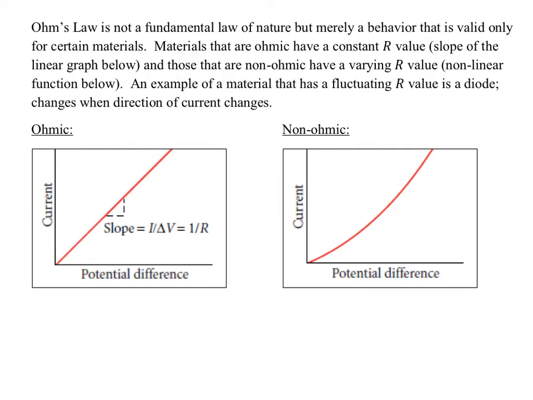Current is what variable again? I. What's the variable for potential difference? What did that mean again? Go back a slide or two. Where did potential difference come into play?